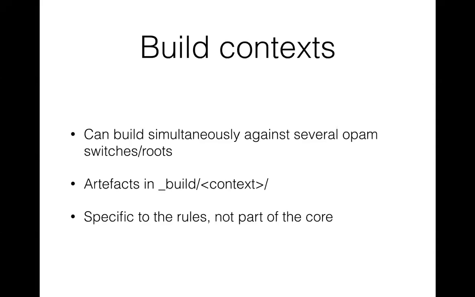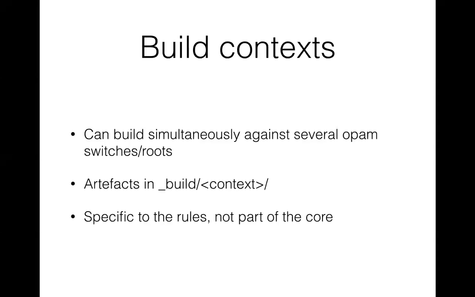And one thing that's interesting to note is that this is specific to the rules implemented in Jbuilder. Jbuilder is structured so that you have a core that is a full-blown build system that is not exposed to the user, at least not at the moment. Then you have the rules that implement the reading of jbuild files and all that stuff, which is essentially the API of Jbuilder. That's what is documented and what you're supposed to use. And this build context thing is specific to the rules.